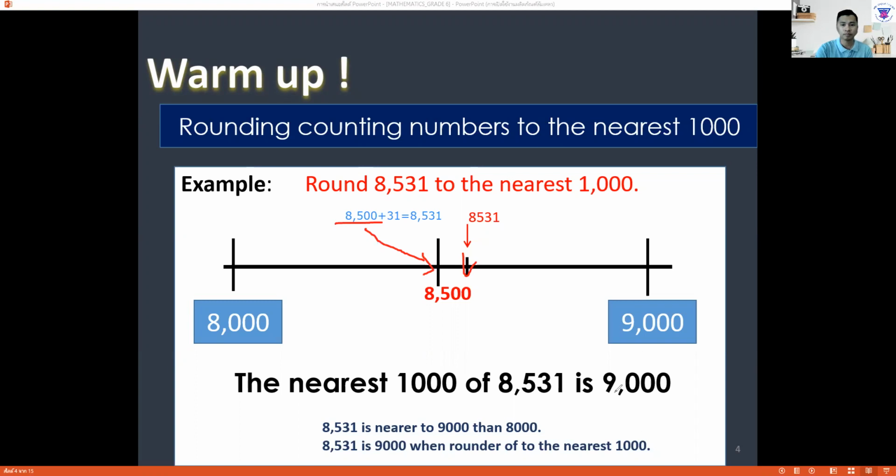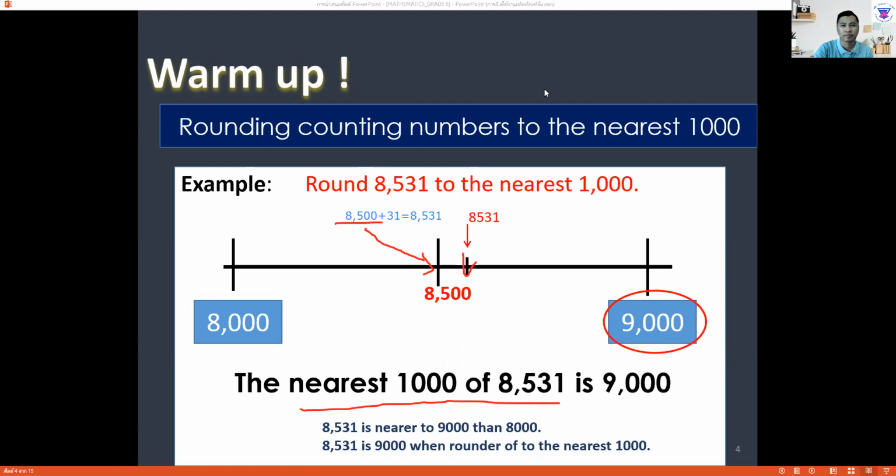So if we round 8,531 to the nearest 1,000, the nearest 1,000 of 8,531 is 9,000. Okay, because it's already after the in-between number, or the middle. It's already after 8,500. That means the nearest 1,000 is 9,000.